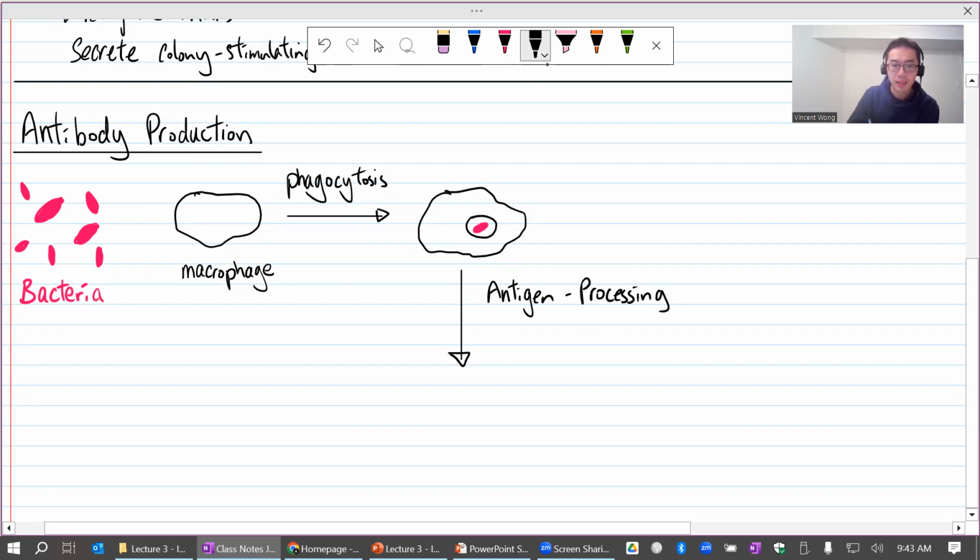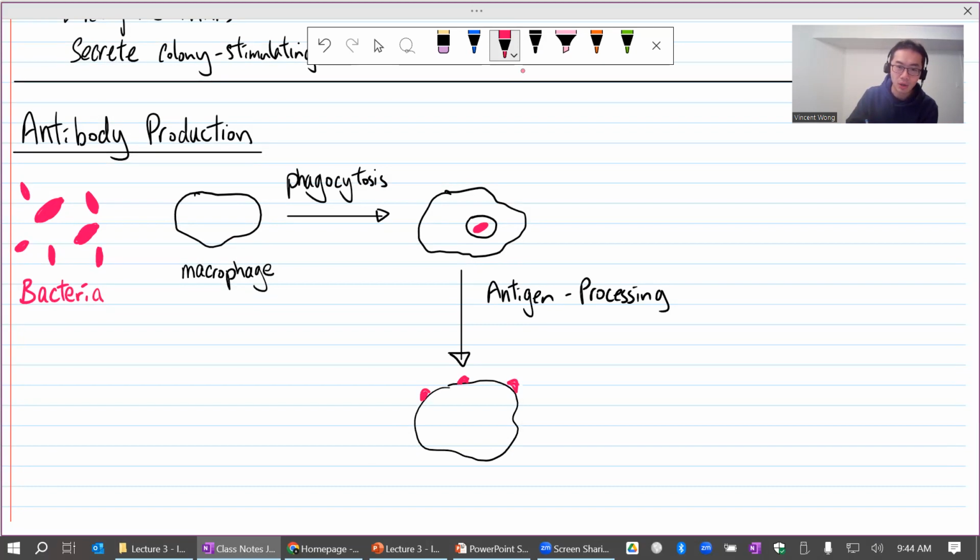Okay. And essentially what that does is the macrophage will break down the bacteria and then it will put bits and pieces of it on the cell surface. Okay, so these are bacterial antigens. Of course, I'm simplifying the process, but essentially that's what's happening.